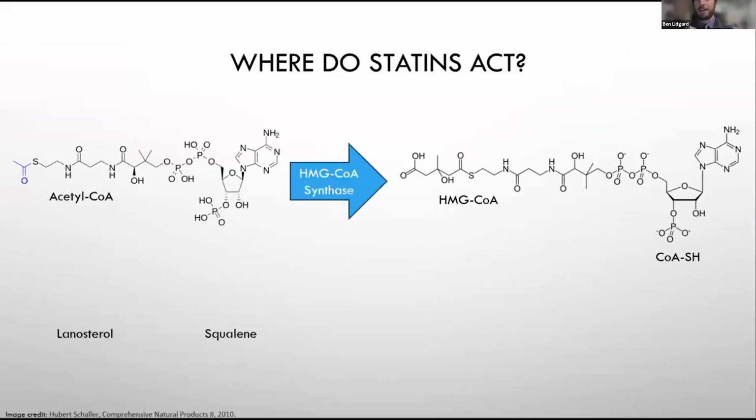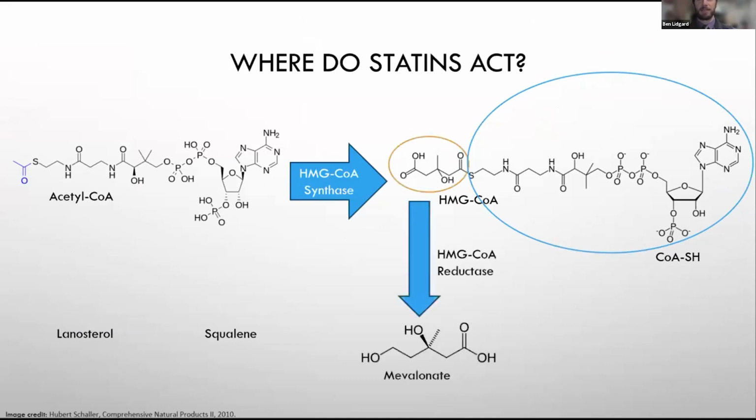So cholesterol is a complex molecule, as we showed very briefly, and its synthesis is equally complex. I'm just going to touch on it briefly. Acetyl-CoA up here in the upper left corner is converted to HMG-CoA by HMG-CoA synthase. This molecule is then broken down to CoA-SH, this huge chunk in blue here, and mevalonate, which is the little orange molecule, by HMG-CoA reductase.